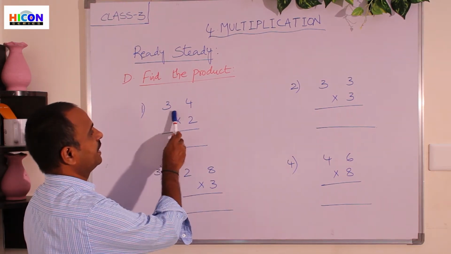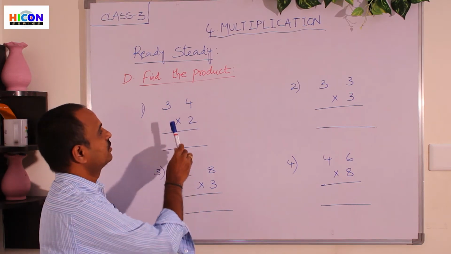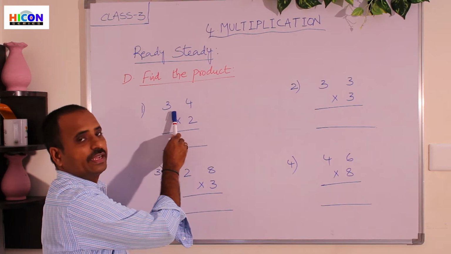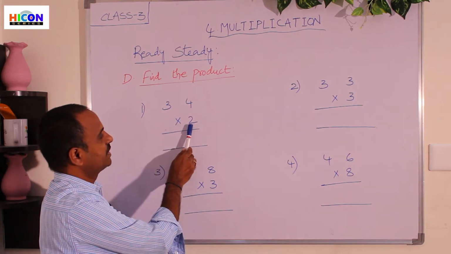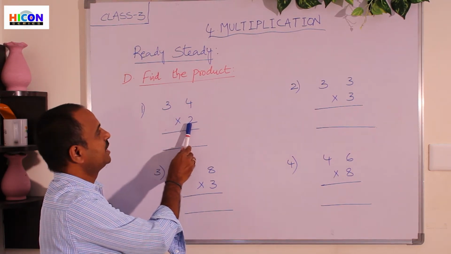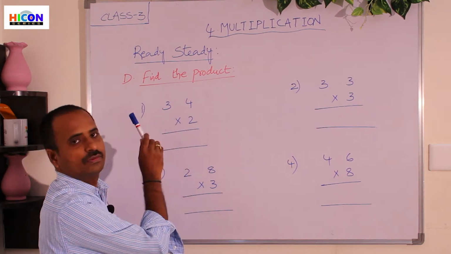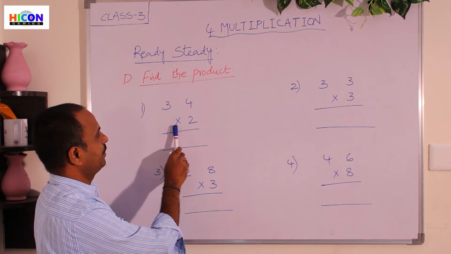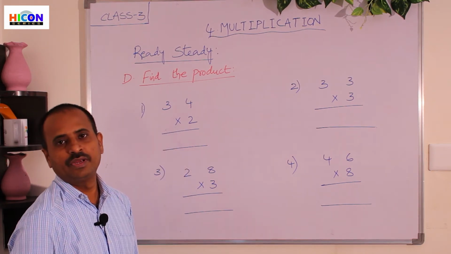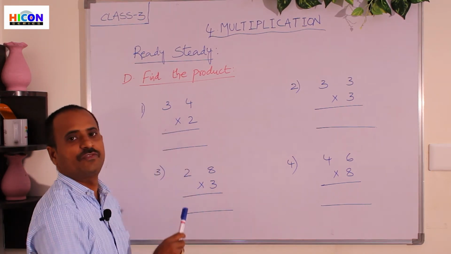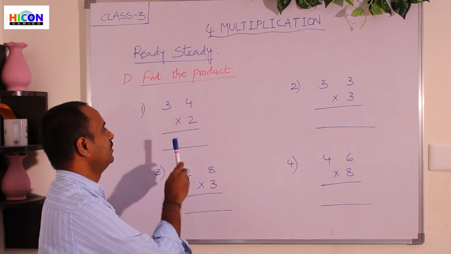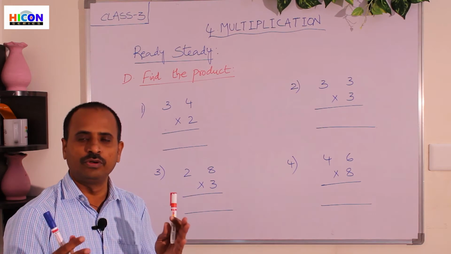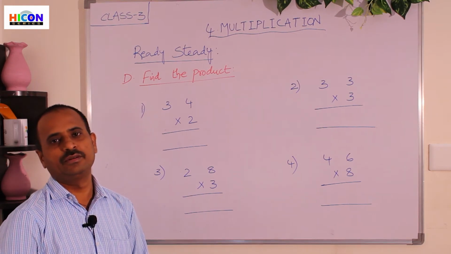Here the given number is 34. This 34 is to be multiplied with the single digit number 2. So multiply 34 with 2. Product means multiplication. Here the symbol is into, and into is the symbol for multiplication. So if there is a symbol into in any problem, that means we have to do multiplication.